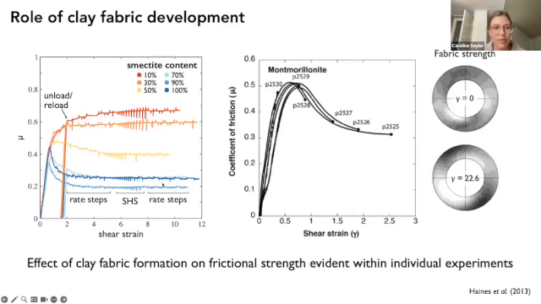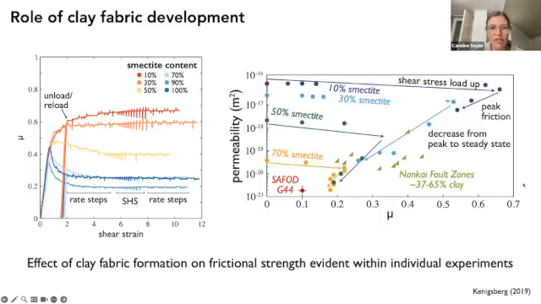And this shape has been linked to fabric formation in previous studies. For example, in this set of experiments, they did repeat tests where they measured the fabric strength at each point here, and showed that the fabric strength is indeed evolving with increasing shear strain, associated with this change in shape and change in frictional strength.